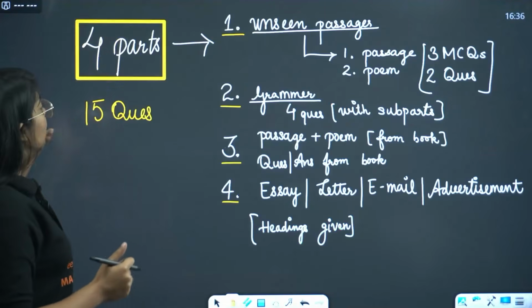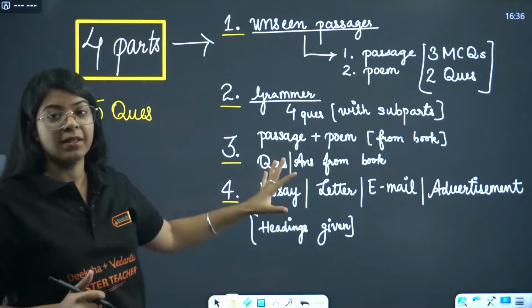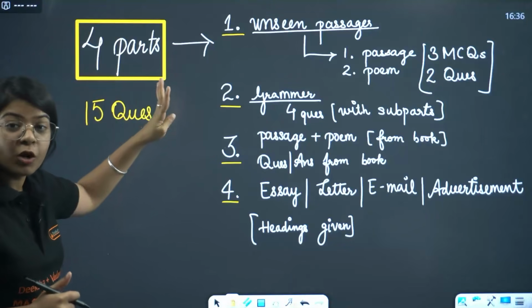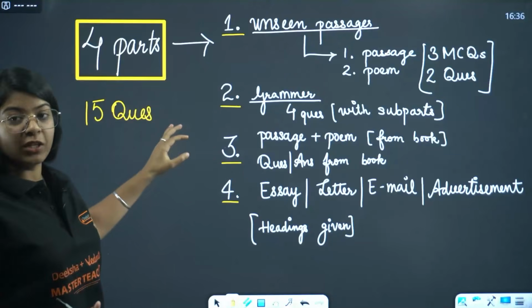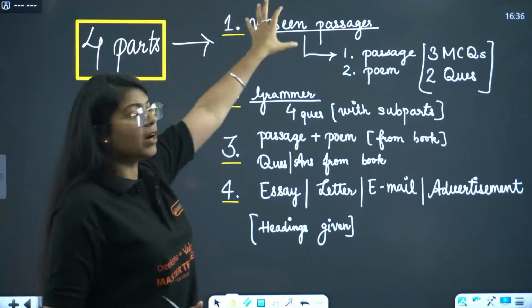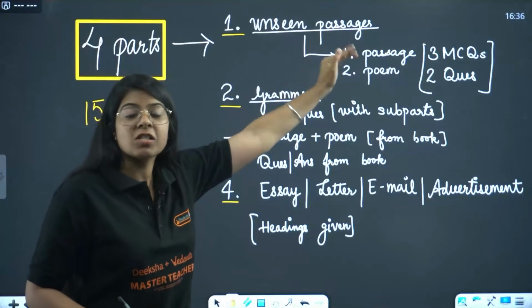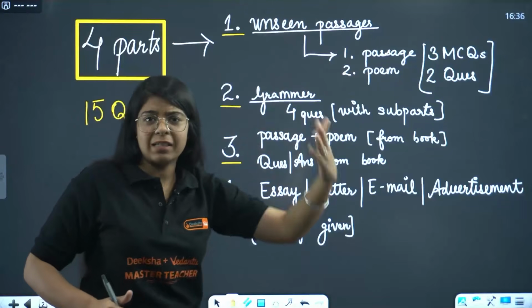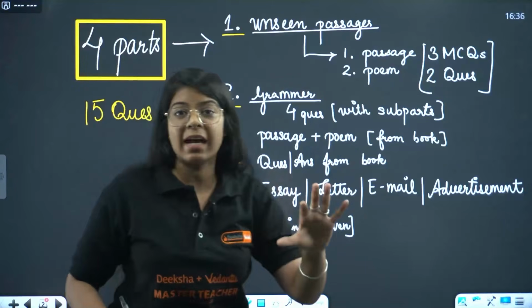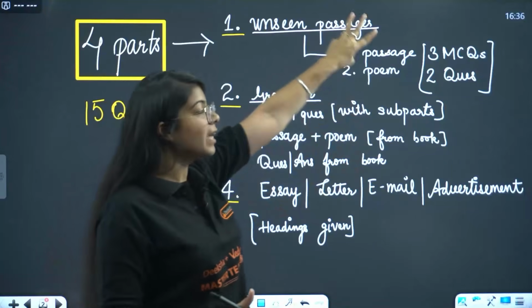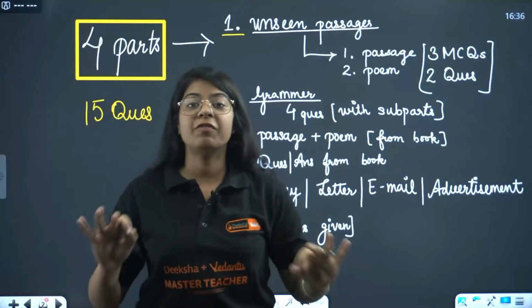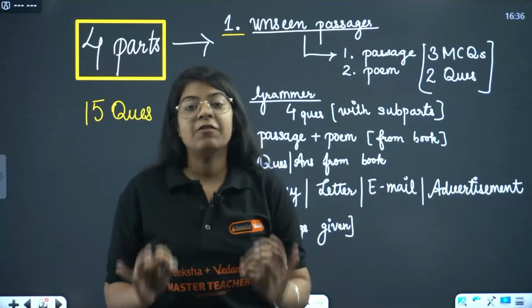The first thing we are going to talk about is the pattern. You'll have 4 parts, 4 khand as we say in Hindi, and a total of 15 questions. Now in the first you'll have unseen passages. The first passage will be a written passage, it will be an essay kind of, and then you'll have poems. From those you'll have 3 MCQs and 2 questions. These are free marks, literally free marks.